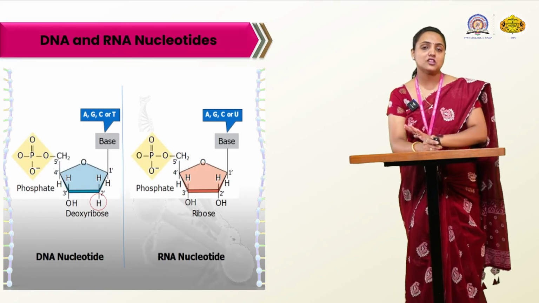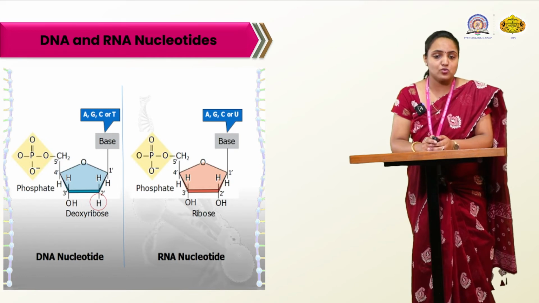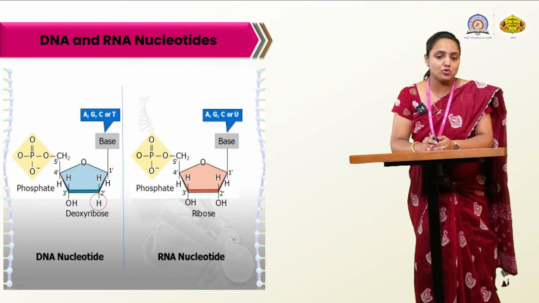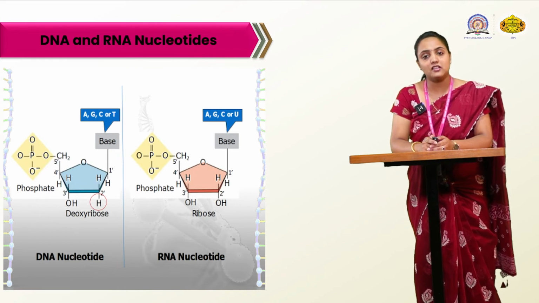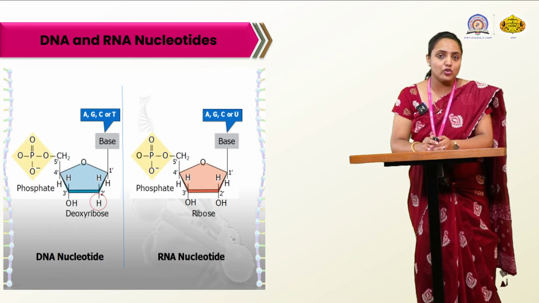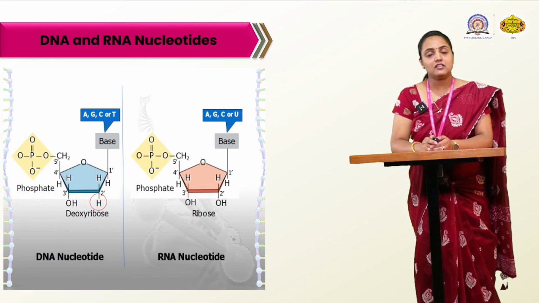Now we are going to see the DNA and RNA nucleotides. You can see the only difference is that in DNA the deoxyribose sugar is present, and in RNA the ribose sugar is present. And the second main difference is that in DNA nucleotides, the thymine nitrogen base is present, and in RNA a uracil nitrogen base is present. The main difference between these two nucleotides is shown.